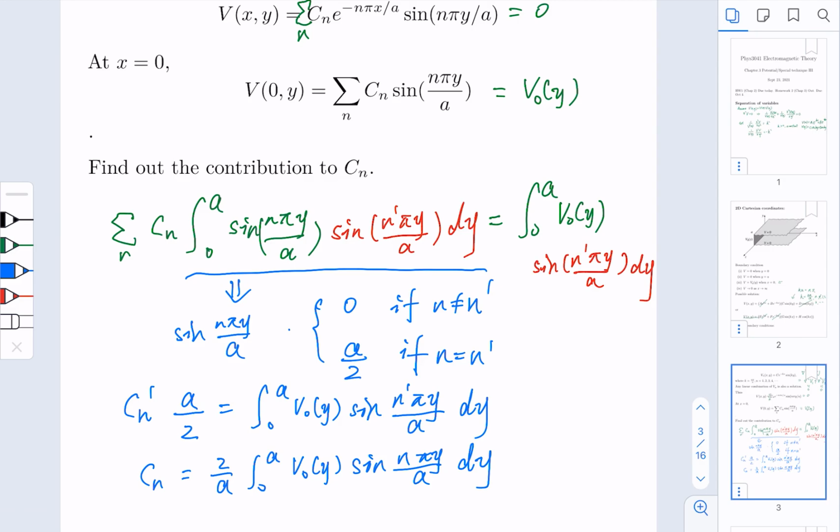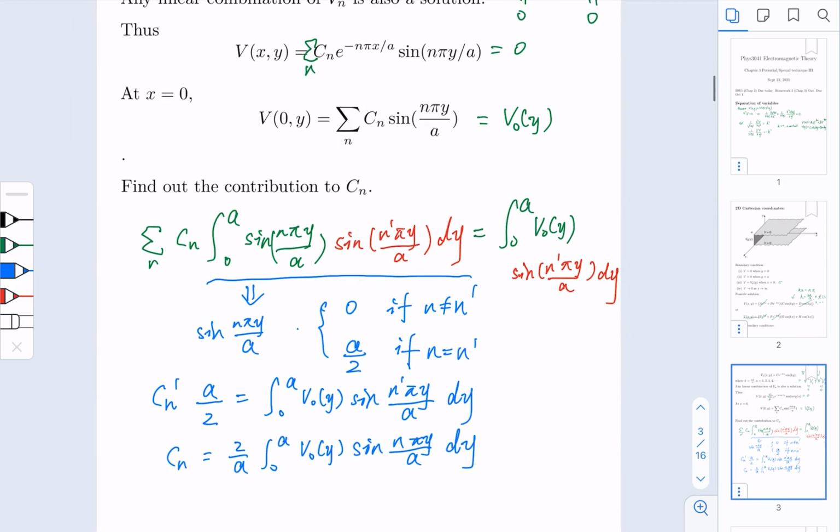Now this means using this trick, we actually obtain the Cn for any index n. This means that is already the solution to the problem that we are trying to solve. So the function of x and y should be expressed with the coefficient Cn, where Cn is given down below here, and then in the x direction it's an exponentially decaying function, and in the y direction it's a sine function.